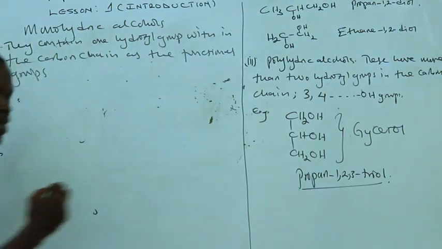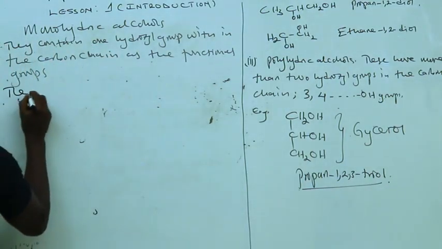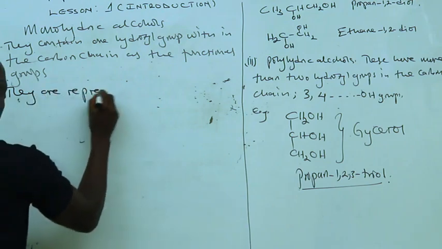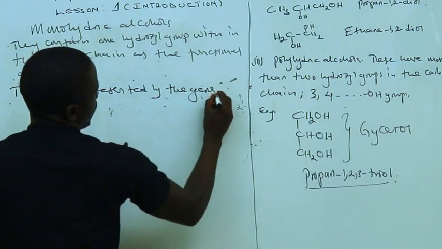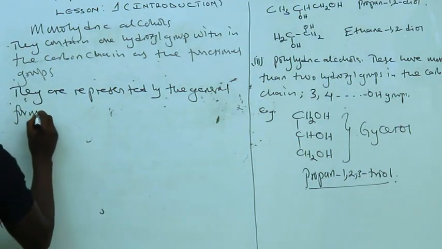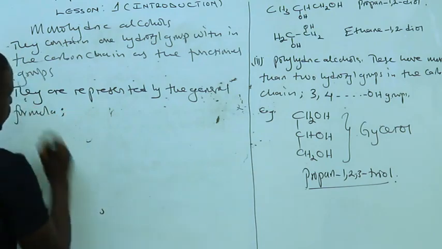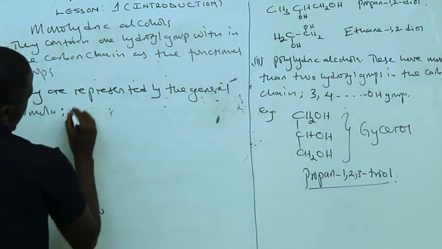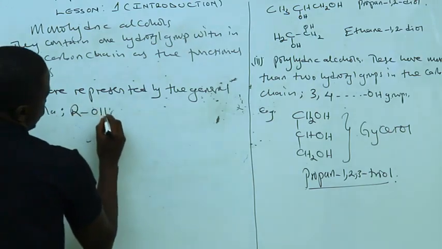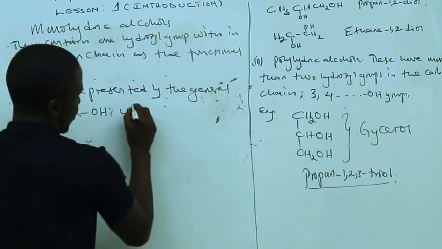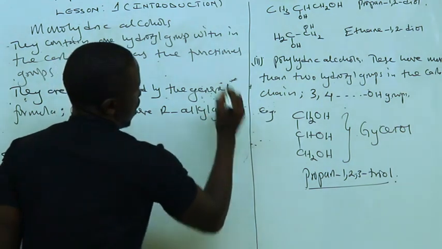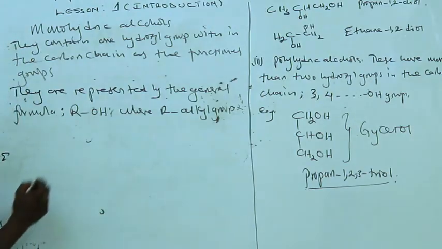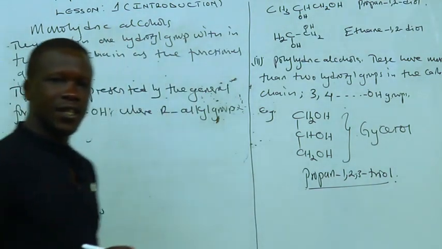Now, we would need to know their general formula. How are they represented? They are represented by the general formula ROH, where R is the alkyl group, meaning that you have the carbon chain to which one OH is attached.